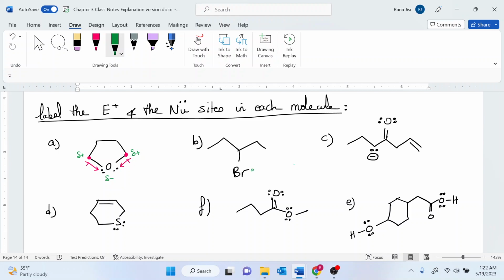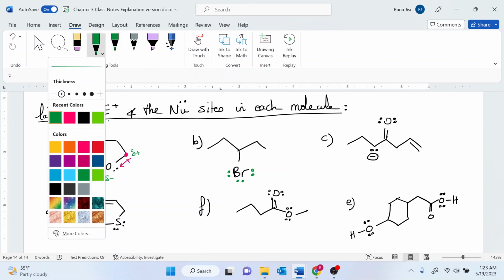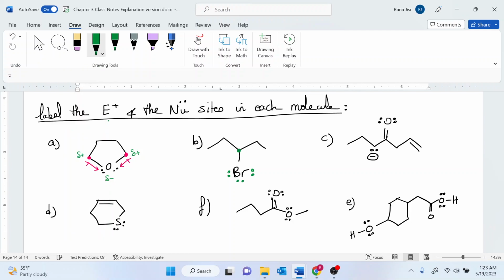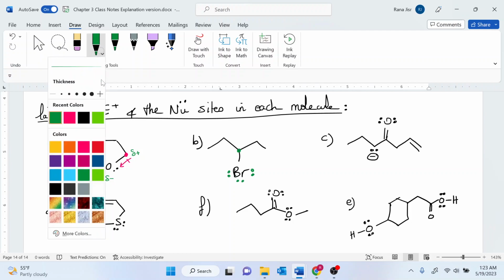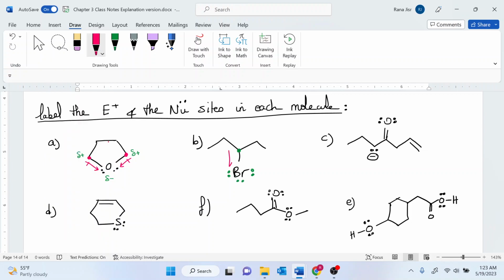Same thing over here, bromine. Bromine is the source of electrons, right? So the bromine is going to be the nucleophilic site. And the electrophilic site here is going to be the carbon, because this carbon is directly connected to the bromine. So you will have a direction of polarization, or the motion of electrons, between the carbon and the bromine, making this carbon partial positive and the bromine partial negative. This is how the flow of electrons is going.